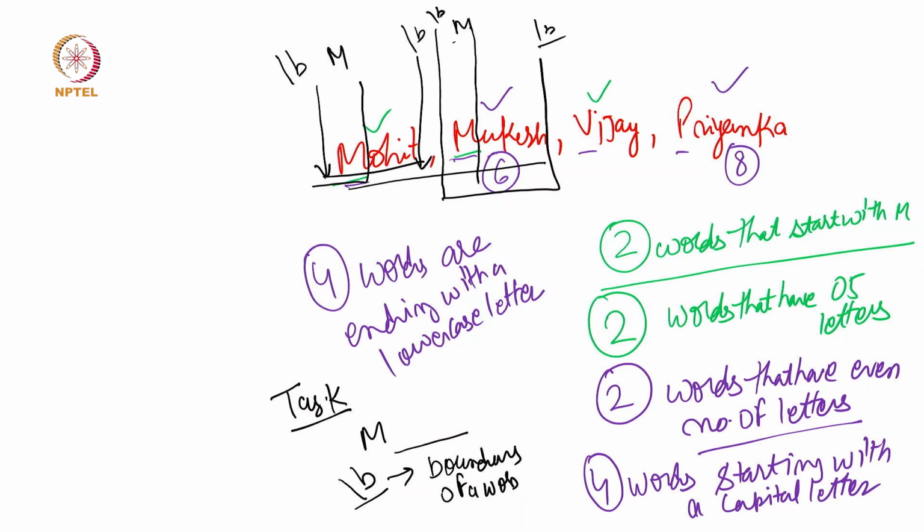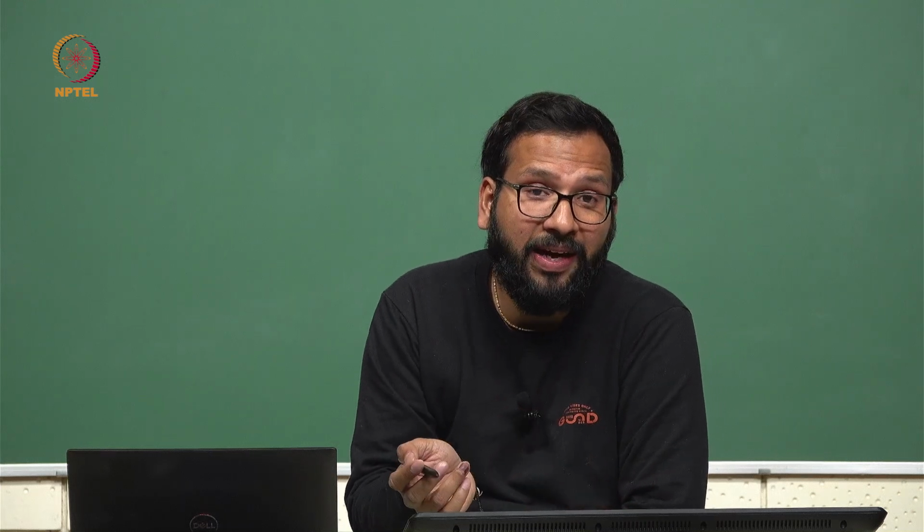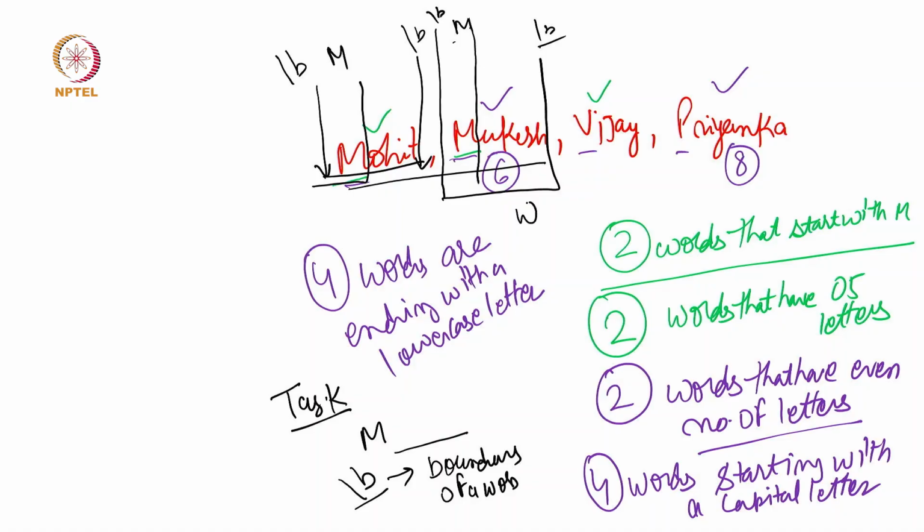Now the next thing is that we want to say that after M some letters can come. For that we will use \w. After M any number of letters can come, so we are just putting a plus. This plus is known as a quantifier. So until now, we have discussed this boundary and this plus sign. This plus is a quantifier, and this \b is the boundary of a word.